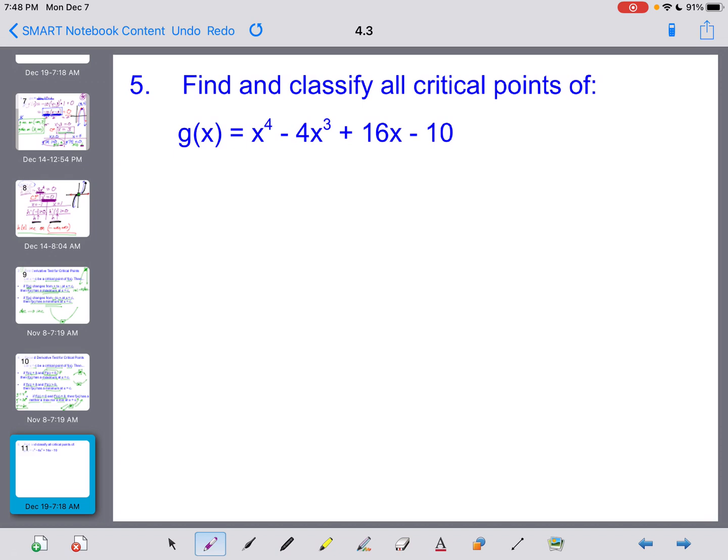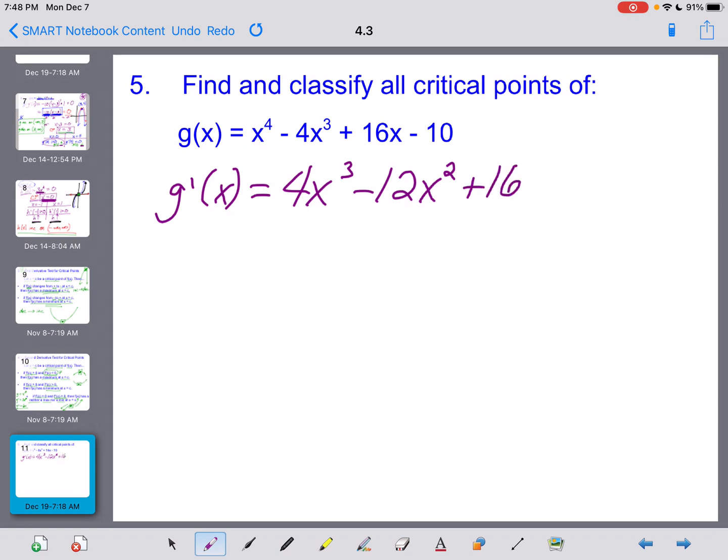So critical points come from your derivative. So g prime of x here is going to equal 4x cubed minus 12x squared plus 16. Right, that's what we've got right there. And to find a critical point, we would set this thing equal to 0, or, let me do this first, think about what value of x would make this undefined.